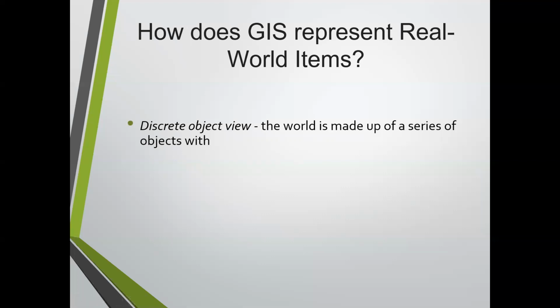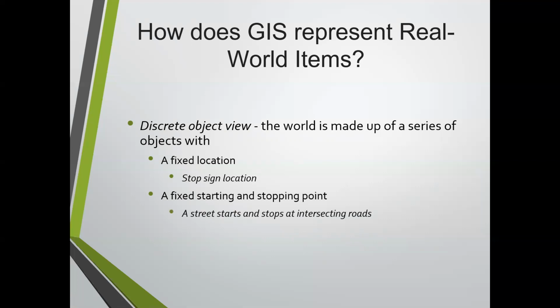All right, so let's take a look at the discrete world view, or object view. What we're saying is we're going to break the world down into a series of simplistic objects. An object with a fixed location, such as a stop sign. A fixed starting point and a stopping point, such as a street. So it's going to start at an intersection, and it may end at another intersection, or it may start at an intersection and end at a cul-de-sac. And the third type of thing would be some kind of defined boundary. So buildings, parking lots, drainage basins, parcels, right-of-ways, these things could be defined as boundaries.